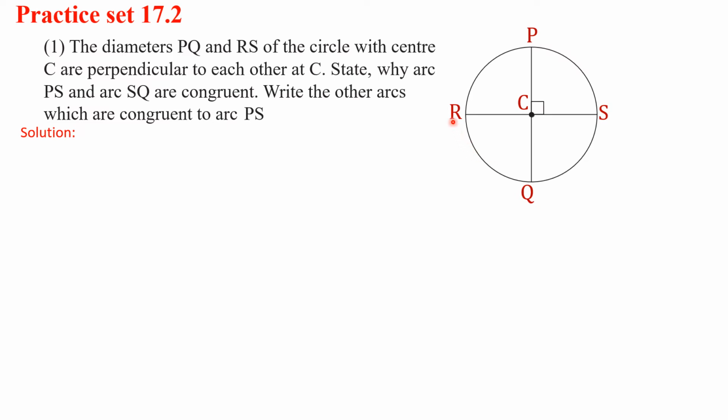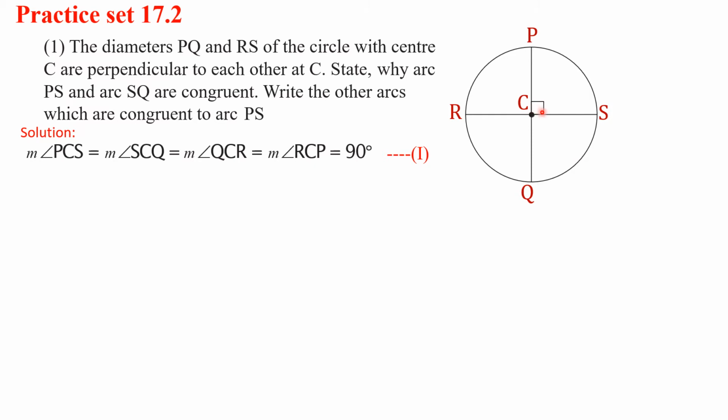PQ is perpendicular to RS, therefore at point C there are four right angles. So write down all four right angles. Angle PCS is equal to angle SCQ is equal to angle QCR is equal to angle RCP is equal to 90 degrees. This is statement number 1.